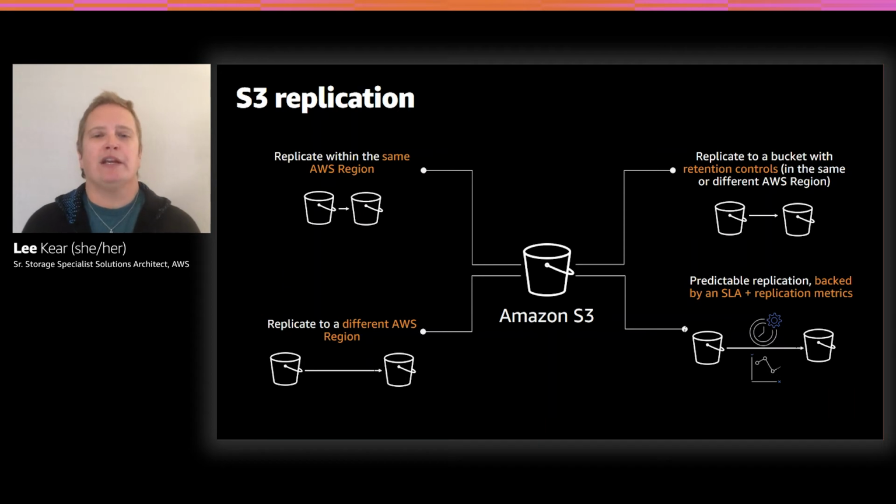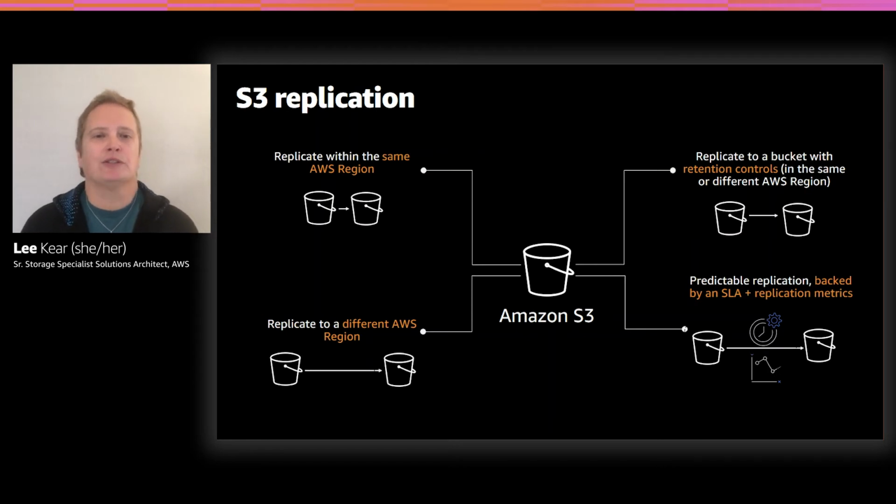You can also replicate to a bucket with object lock enabled and set the default such that replicated objects are then locked at the destination bucket for the time period which is configured on the destination bucket. If you had a requirement for replication timeliness, you could use S3 replication time control to provide an SLA that 99.99% of all objects will be replicated within 15 minutes.